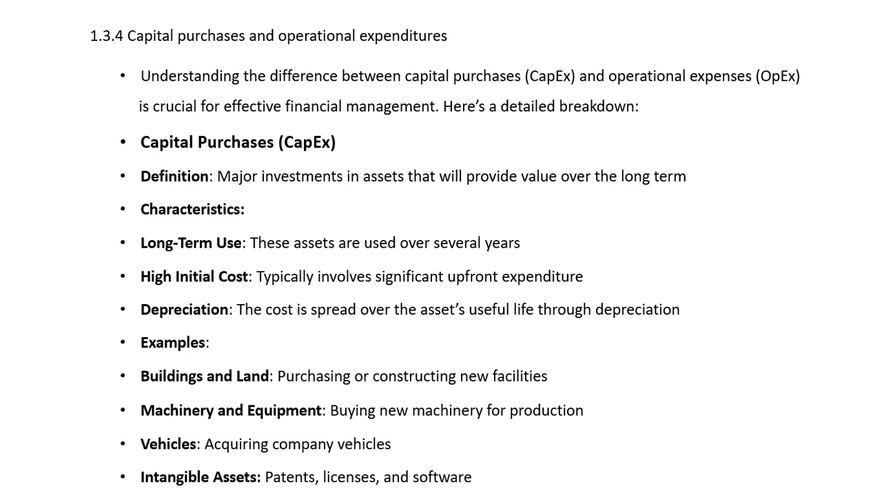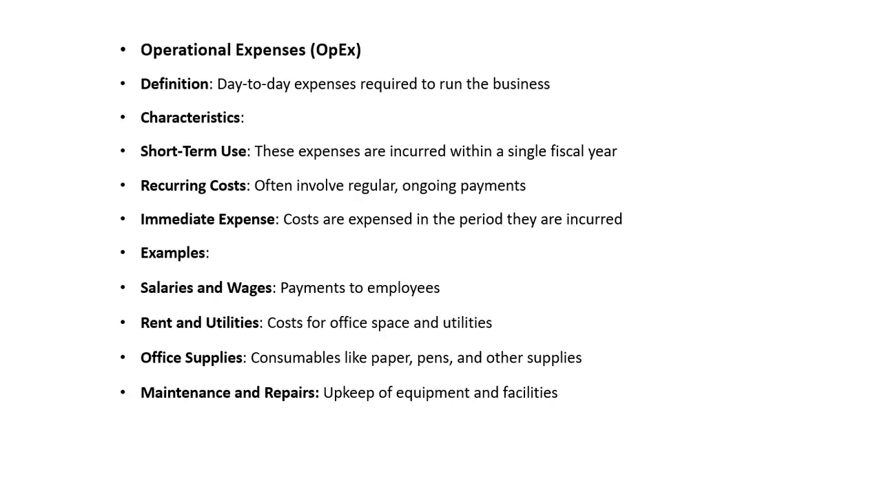Examples: buildings and land, purchasing or constructing new facilities. Machinery and equipment, buying new machinery for production. Vehicles, acquiring company vehicles. Intangible assets, patents, licenses, and software. Operational expenses, OpEx. Definition: day-to-day expenses required to run the business. Characteristics: short-term use. These expenses are incurred within a single fiscal year. Recurring costs often involve regular ongoing payments. Immediate expense: costs are expensed in the period they are incurred.